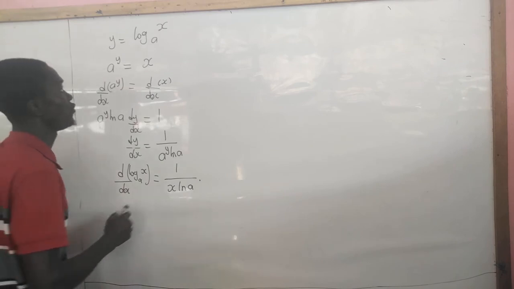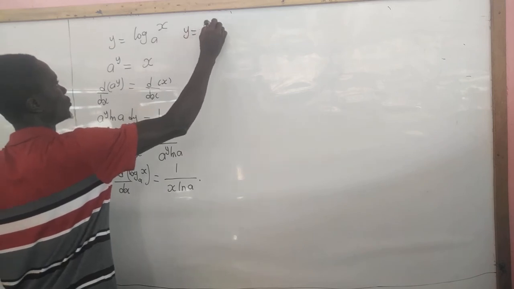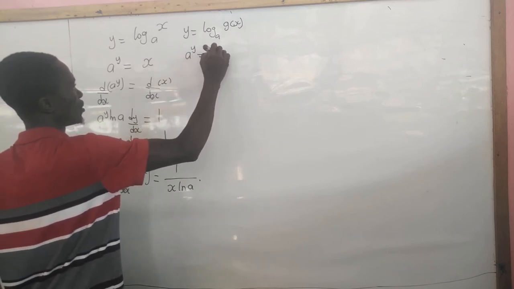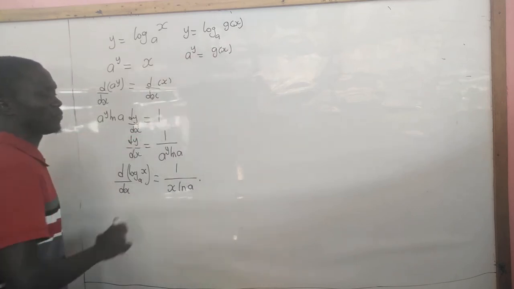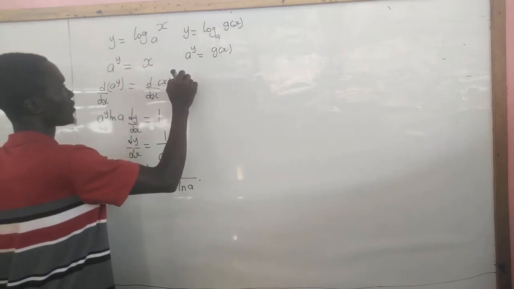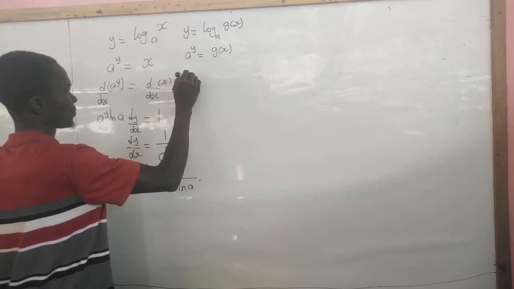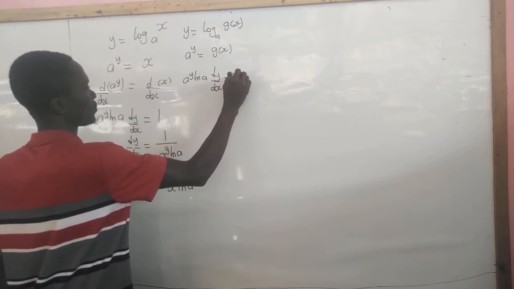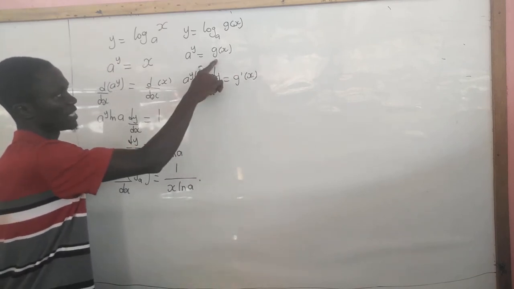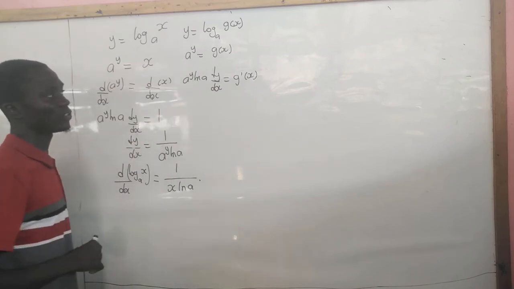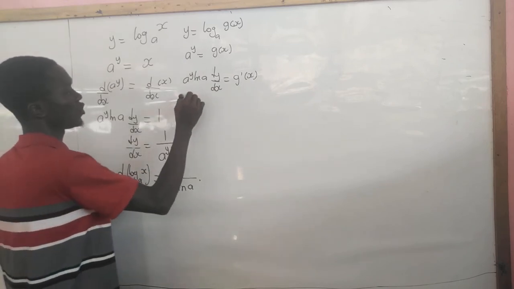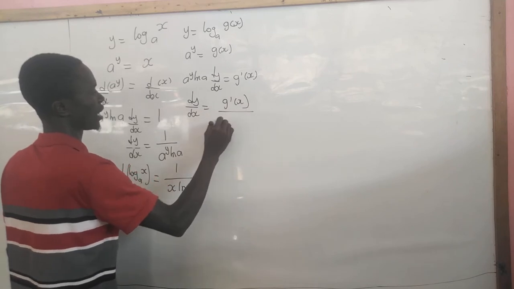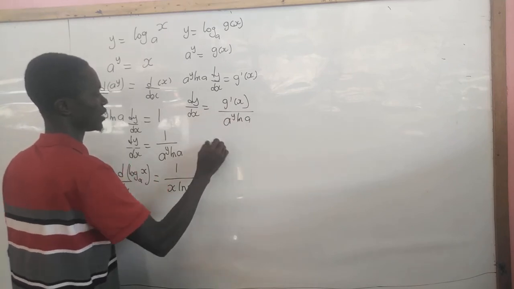Wow. Now, if we take y equal to log g of x base a, we have a to the power y is equal to g of x. So if we differentiate this implicitly with respect to x, we are going to have a to the power y natural log of a dy on dx is equal to g prime of x. g prime of x means derivative of this with respect to x. If we divide through by a to the power y natural log of a, we are going to have the derivative of y with respect to x equal to g prime of x divided by a to the power y times natural log of a.